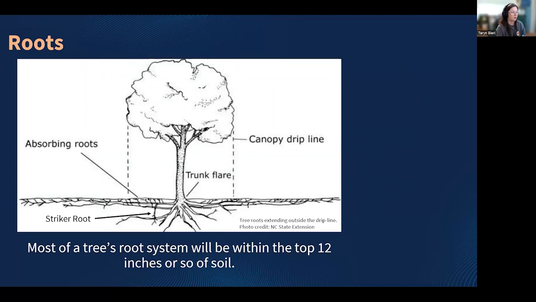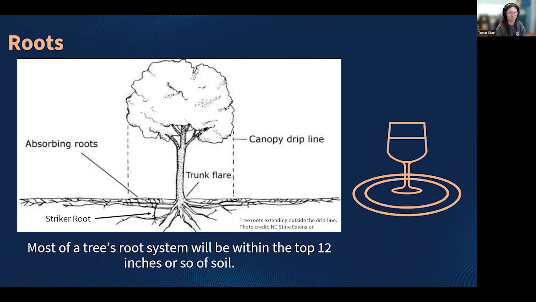There are many photos that kind of give the impression that the roots of a tree are a mirror image of the crown, but that's not actually the case. The root system is for the most part quite shallow and within the soil. It's only within those upper 12 inches of the soil typically, and it extends well past the crown unless it's restricted for some reason. A common analogy is to think of a wine glass on a dinner plate.